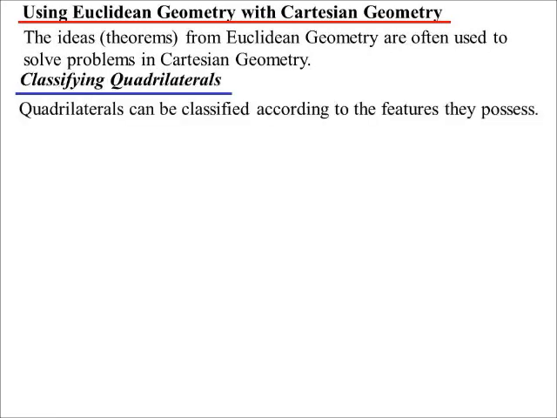Classifying quadrilaterals is probably worth pointing out because I guess in Cartesian geometry you don't get a lot of questions which say what's the size of the angle or something like that. You don't get a lot of those. You get more like, what type of quadrilateral is this? So things like that. So the features they possess, that's how we classify them.